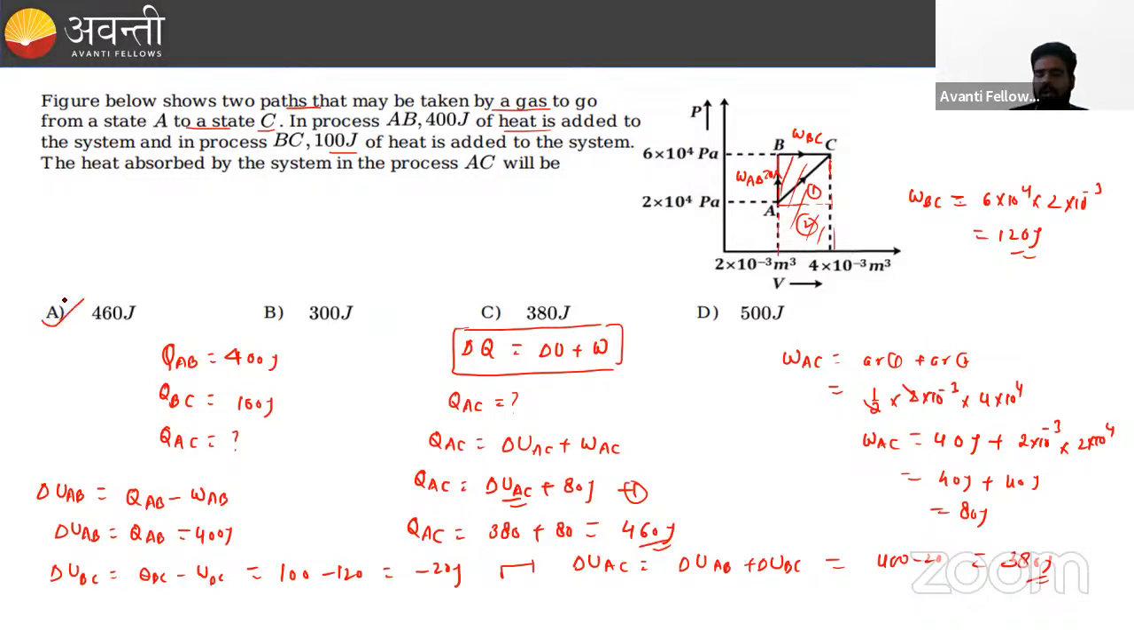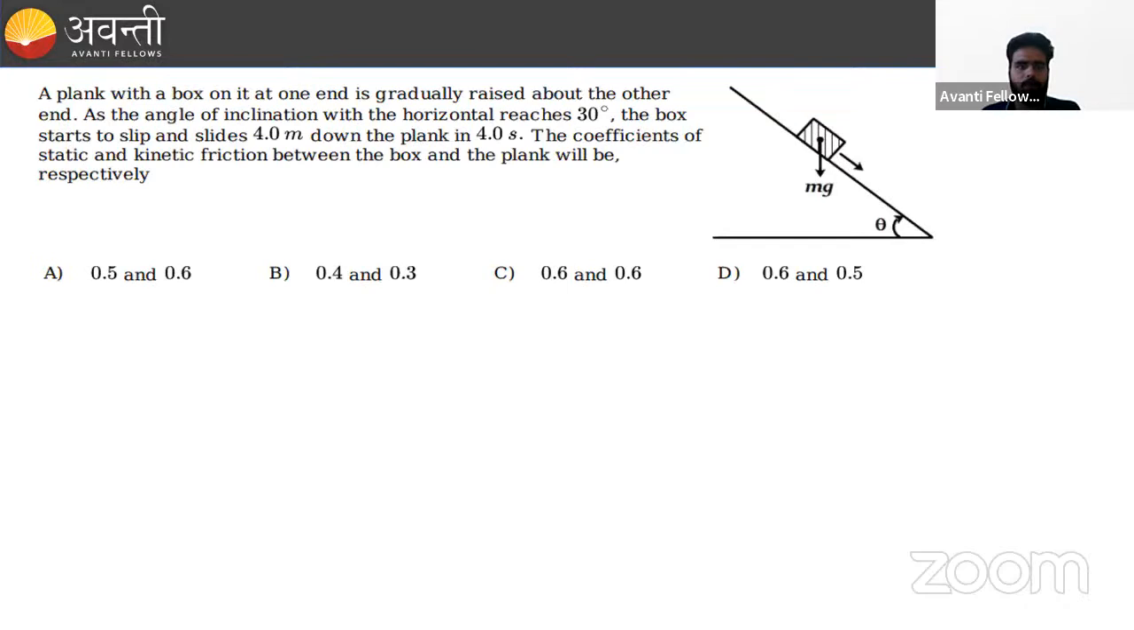This is a very good problem, and it gives a thought process for how we have to think whenever the relation between heat, work and internal energy is given, and how we can solve the problem. Let's move to the next problem. What is given in the next problem? Again, this problem comes from the friction chapter.